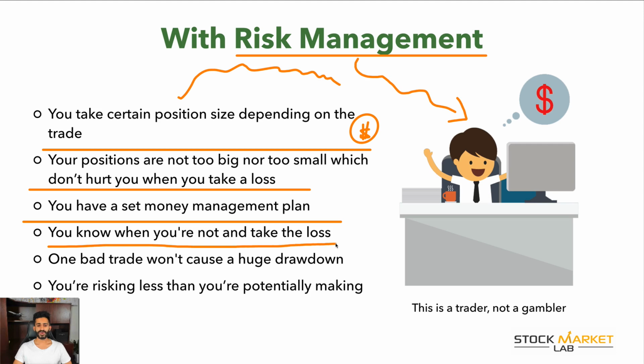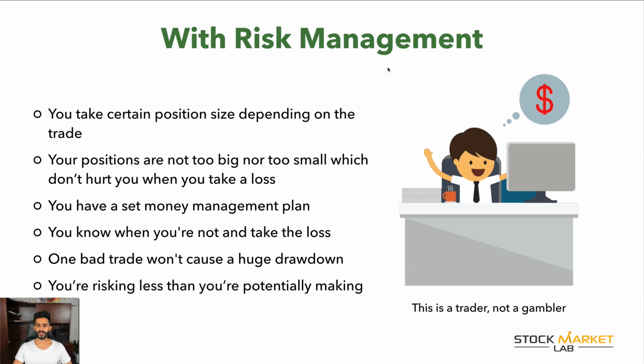You know when you're wrong and you know when you should take a loss. So every time you take on a trade with proper risk management, you have an idea on knowing, hey, when am I wrong? I'm wrong, I should cut my losses. With proper risk management, one trade won't cause a huge drawdown. So if you have one bad trade and your account's at 10,000, with proper risk management, your account will not go to 2,000 after one trade.